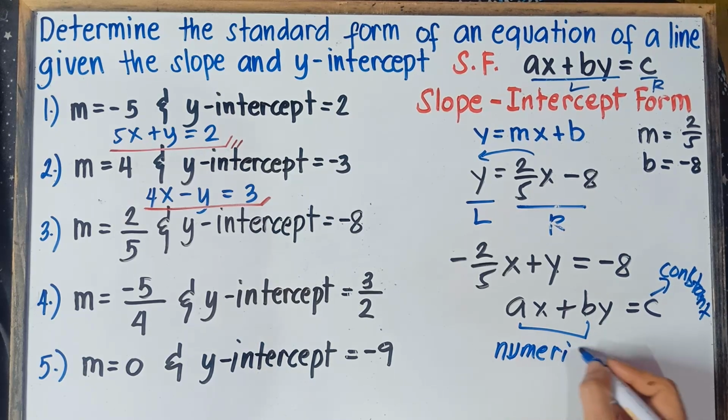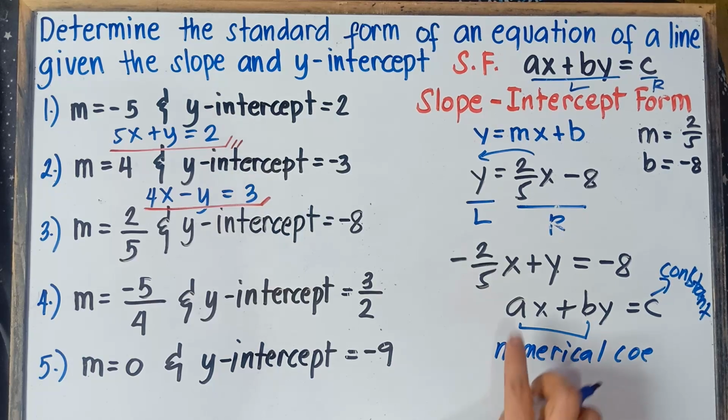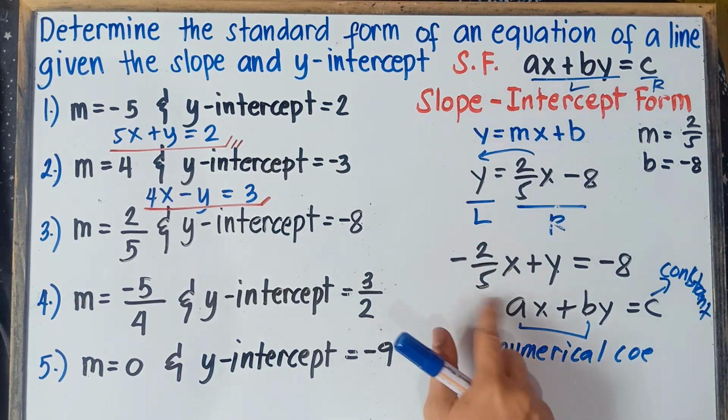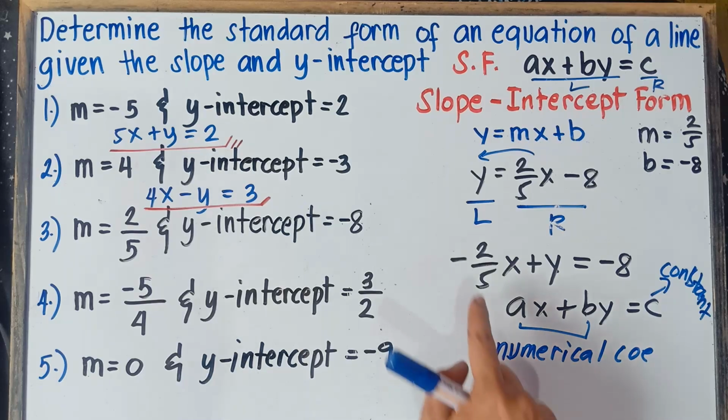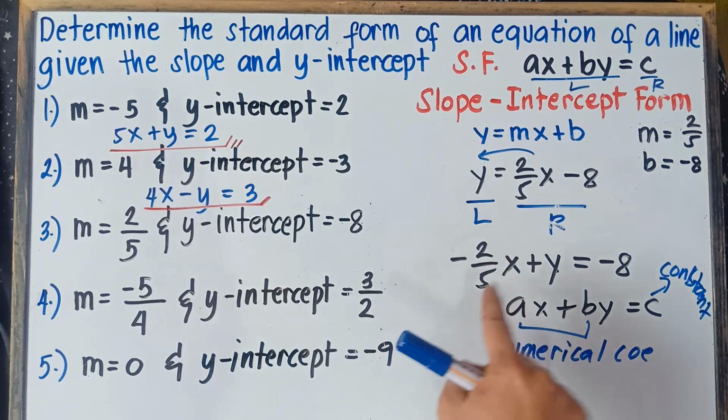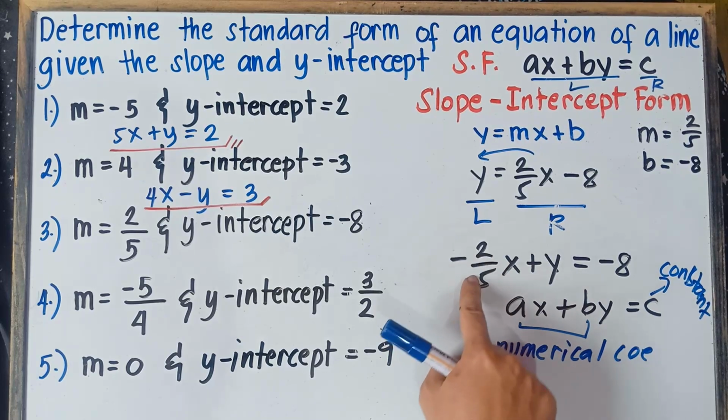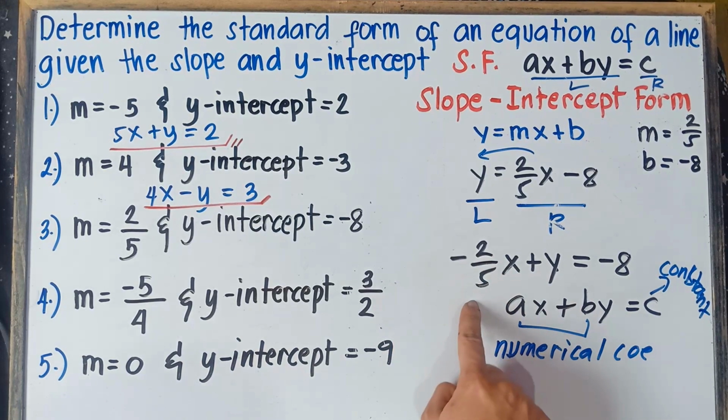Those are the numbers, class. Once again, a and b would be the numerical coefficients. Now, with regards to standard form, we don't have a fraction in the numerical coefficients. Since this is a fraction, we need to eliminate this denominator to make it a whole number.